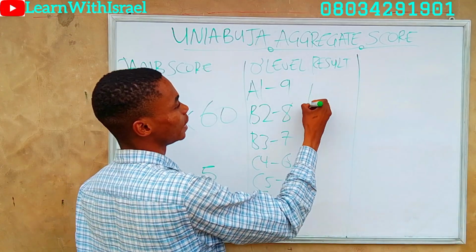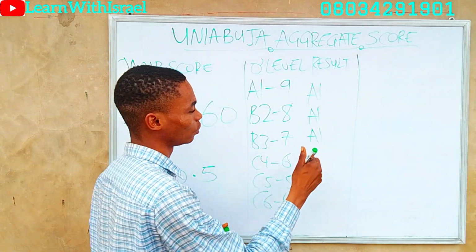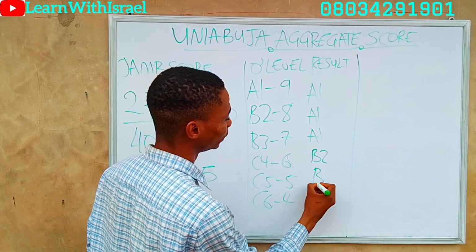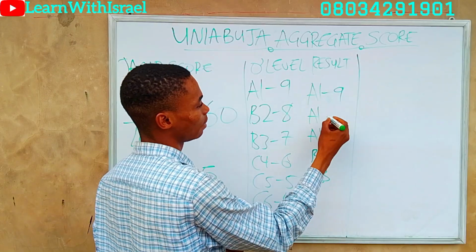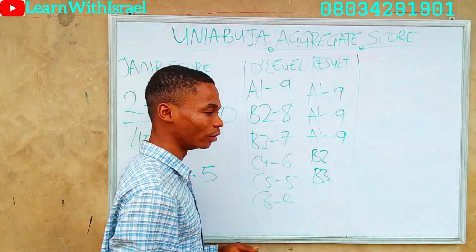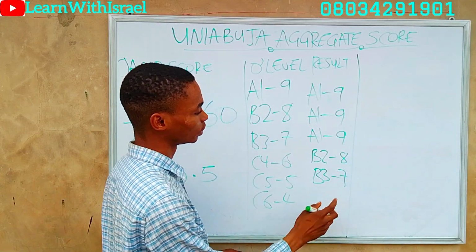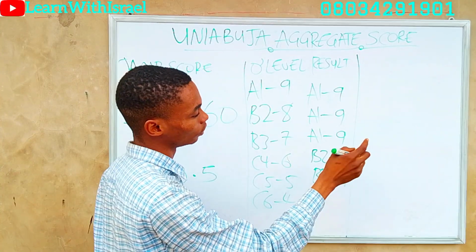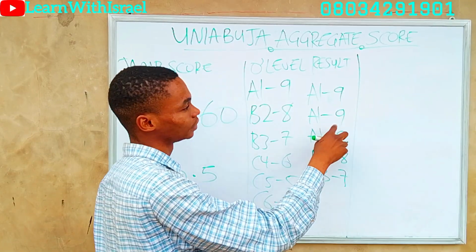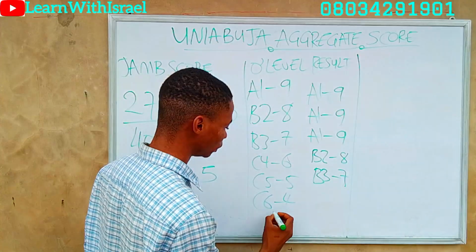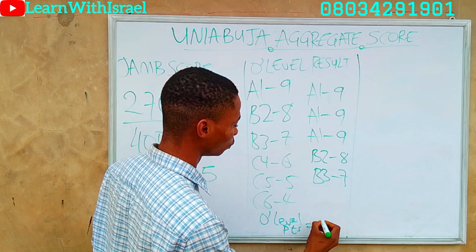So assuming you have 3 A1s in your O-level results, and you have B2 and B3 in those 5 compulsory subjects, let's calculate. A1 is 9 points, 9 points, 9 points, B2 will be 8 points, B3 will be 7 points. So 7 plus 8, that's 15, plus 9, that's 24. 24 plus 9, that's 33. 33 plus 9, that's 42. The O-level points equal 42.